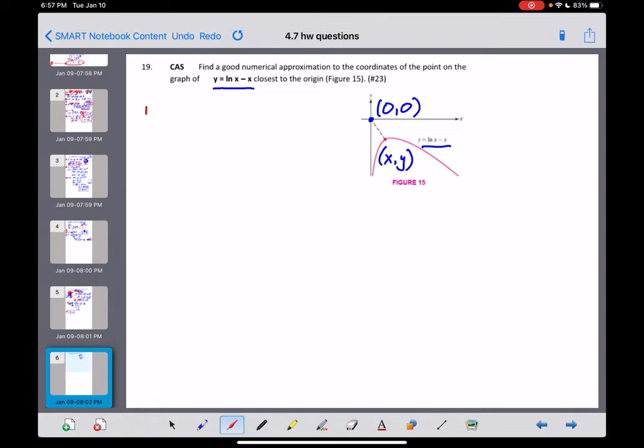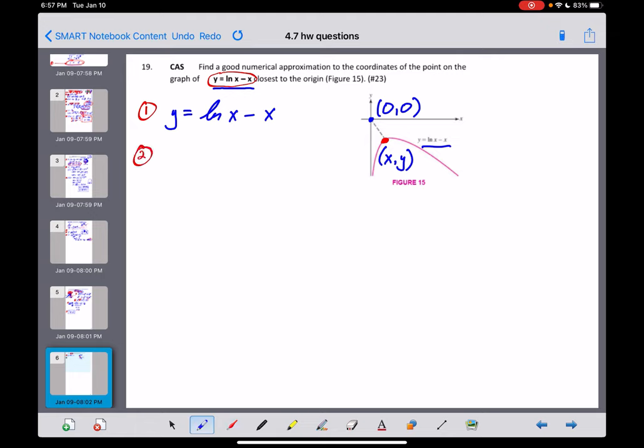But as far as step one goes, creating a parameter between x and y, the equation that they gave you, the curve that this dot is located on, that is your parameter. The y coordinate at that point is equal to the natural log of your x coordinate minus that x coordinate itself. So the parameter is really given to you in a problem like this.